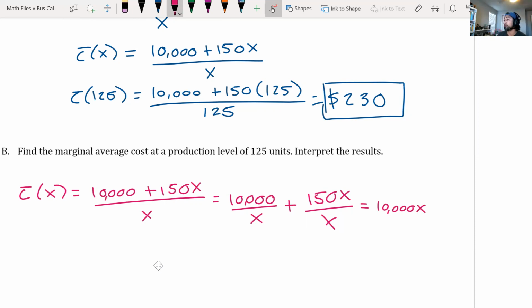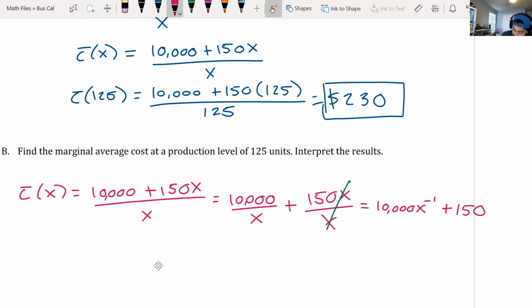10,000x to the what power? -1 power. There you go. -1. Plus, what's going to happen to these x's? Cancel out. 150. Now we are ready to take the derivative of the average cost function.